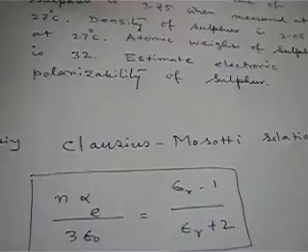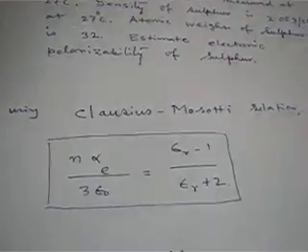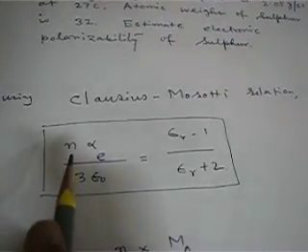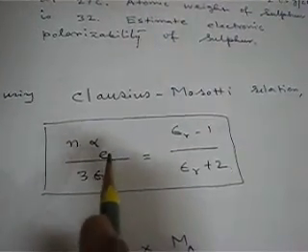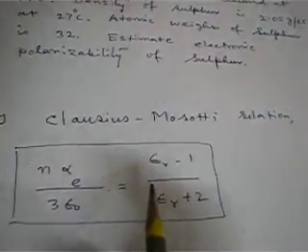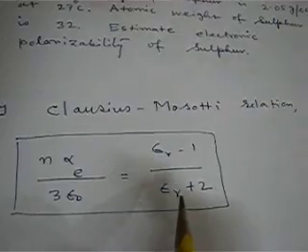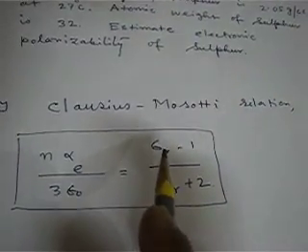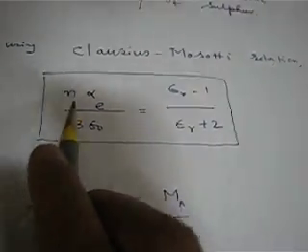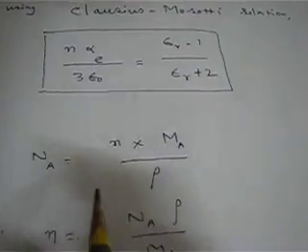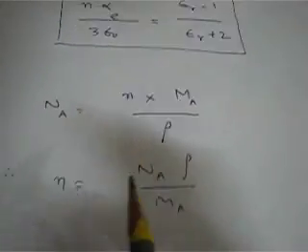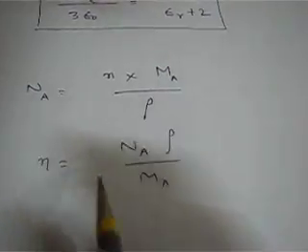To solve this problem, we will start with the well-known Clausius-Mossotti relation. This is the Clausius-Mossotti relation. In it, n is the number density, alpha is the electronic polarizability to be calculated, and 3 epsilon naught times epsilon r minus 1 by epsilon r plus 2, where epsilon r is the relative permittivity or dielectric constant. So first of all, we have to calculate this n value. From the Avogadro number, this is the relation, with atomic weight and density. So n can be calculated from this relation.